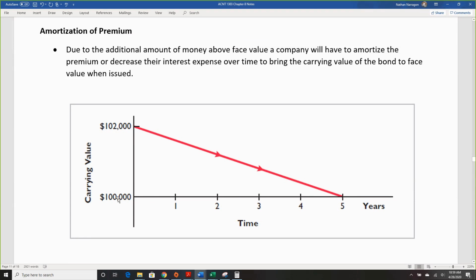So over the life, it will slowly decrease till it reaches that at the due date. That's really all it's showing. It's trying to just give you the basic concept. In 2301, you again will go over how to actually account for the interest and the amortization of that premium.